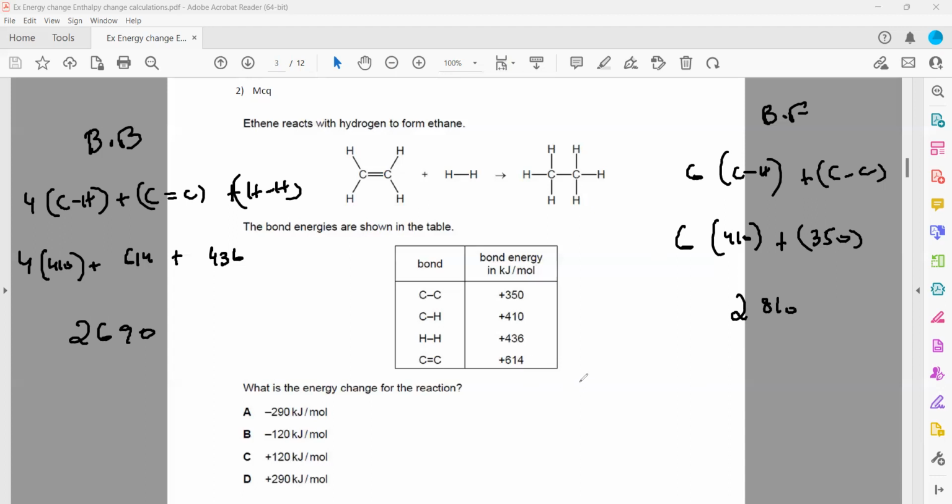Now we need the energy change. How to get the energy change or enthalpy change? It is bond breaking minus bond forming. So bond breaking was 2690 minus bond forming, 2810. When you simplify, you will get minus 120. So the enthalpy change is negative 120, so option B again is the right answer. Is it clear, this one? Question 2 about the enthalpy change, how it can be calculated? Yes, sir, clear. Okay.